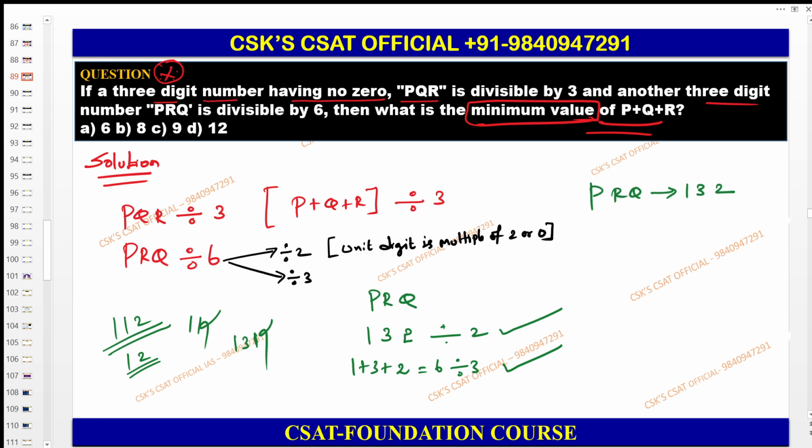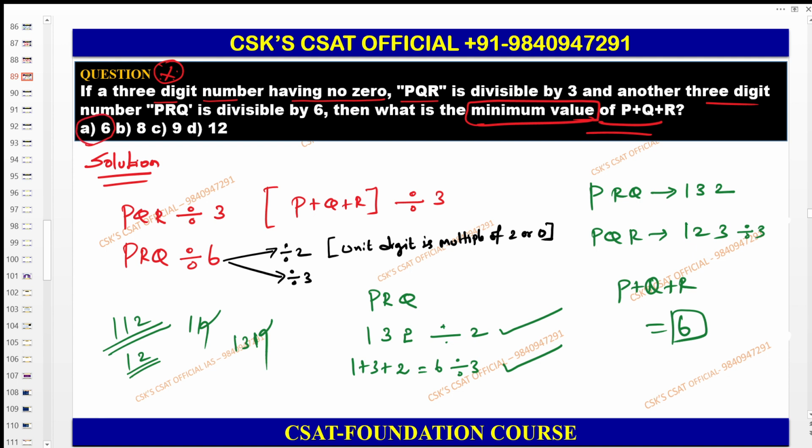Now PQR is nothing but 1 2 3. Even this satisfies divisibility by 3, right? So listen. What is the minimum value of P plus Q plus R? It is 6. So the minimum value is 6. Understanding?